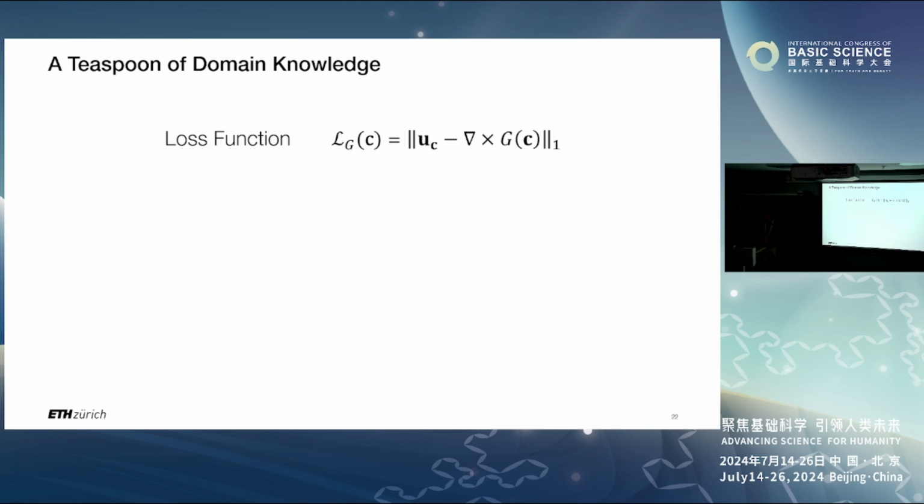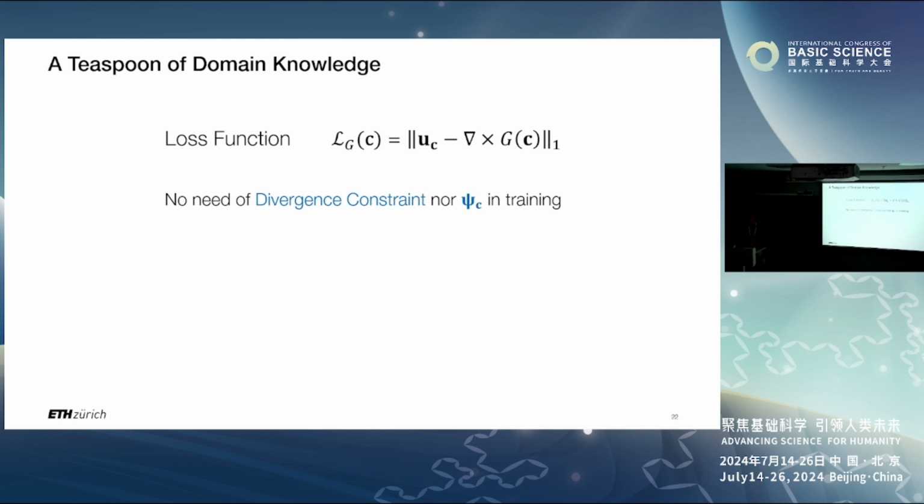So with a teaspoon of domain knowledge, there is no need for a divergence constraint nor a ground truth stream function for training. We still use the ground truth velocity field as before, but now we don't really need the constraint for it, and we can guarantee a divergence free velocity field as output.